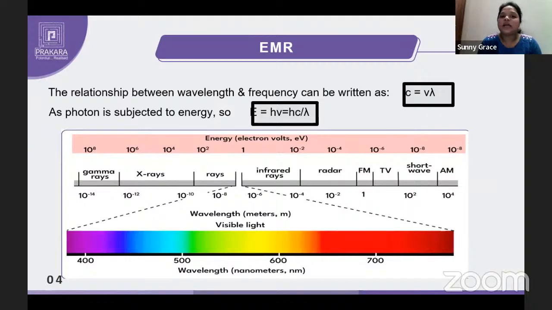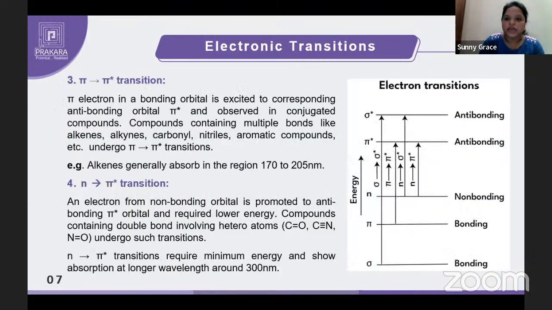So we have seen in the introduction part that the molecules undergo transitions. What are those transitions called? Electronic transitions. So let us see what these electronic transitions are. If you see this diagram, we have different types of bonding, non-bonding and anti-bonding. Three types of terms you are seeing: bonding molecular orbitals, non-bonding molecular orbitals and anti-bonding molecular orbitals.